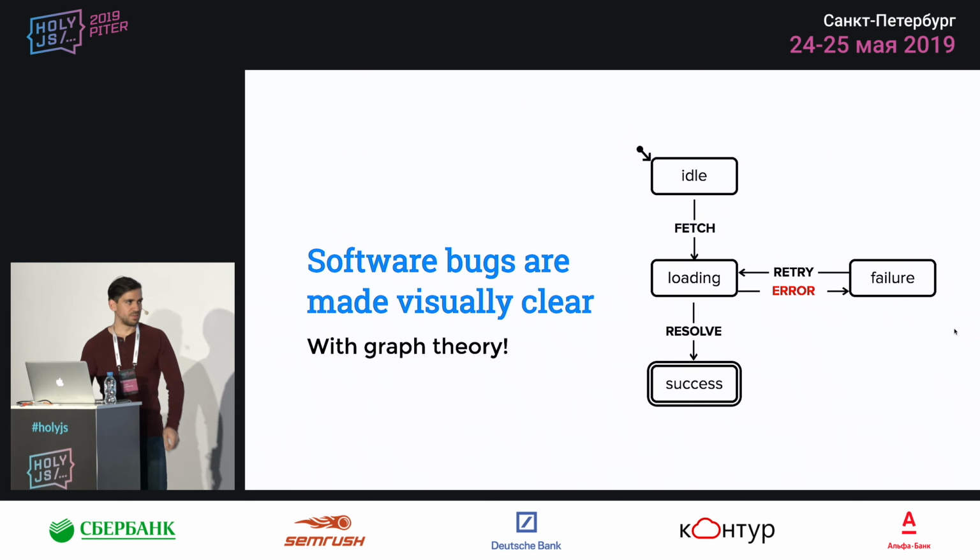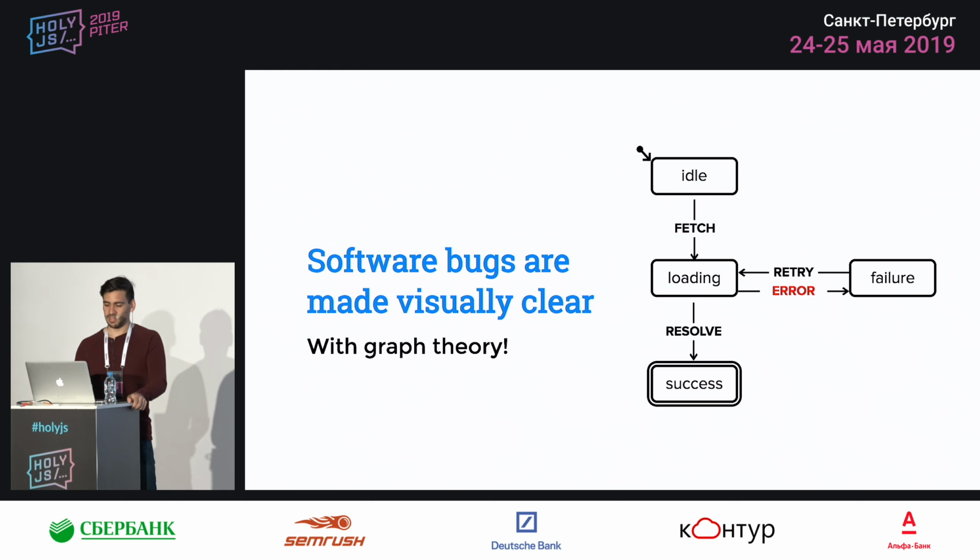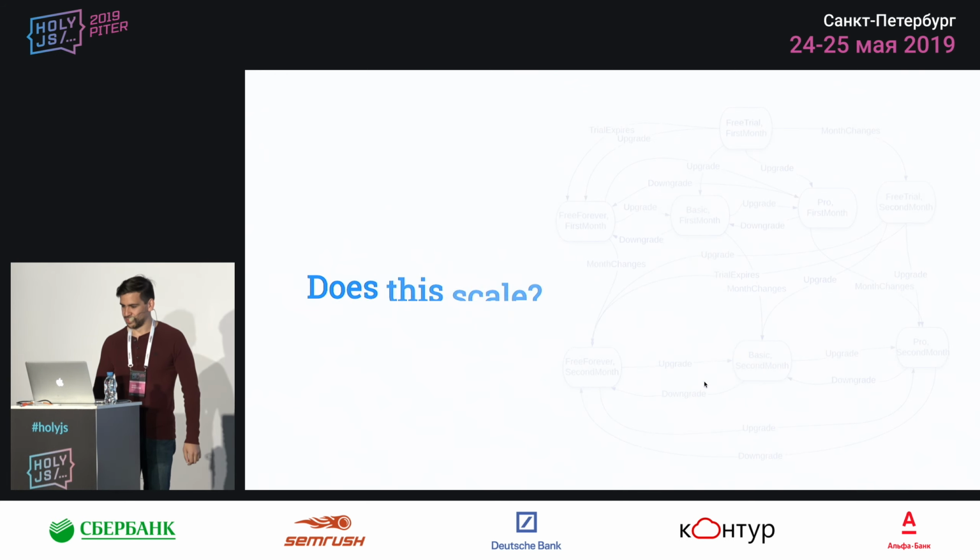So what we could do is we could add an edge and we could allow the user to retry from the failure state back to the loading state. And now you see that we could trace a path in the graph going from idle, loading, failure, loading, success. And so we're literally setting the user up for success.